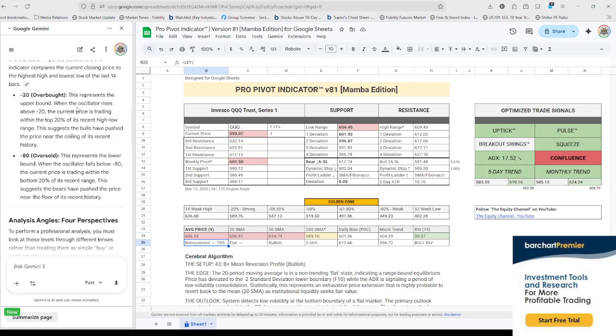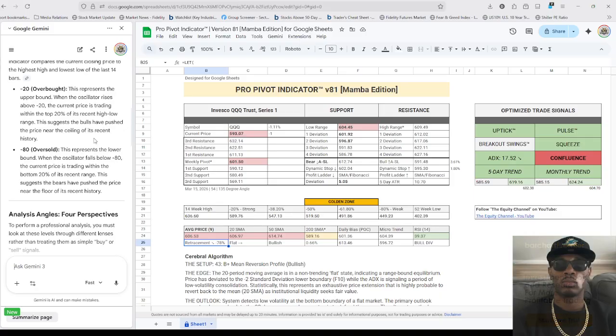So negative 20 is overbought. This represents the upper bound. When the oscillator rises above negative 20, the current price is trading within the top 20% of its recent high-low range. This suggests the bulls have pushed the price near the ceiling of its recent history. The negative 80 is oversold. This represents the lower bound. When the oscillator falls below negative 80, the current price is trading within the bottom 20% of its recent range. This suggests that bears have pushed price near the floor of its recent history.